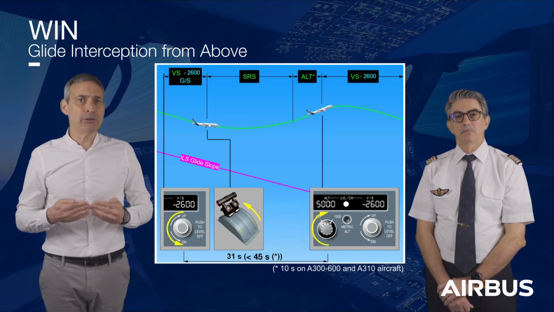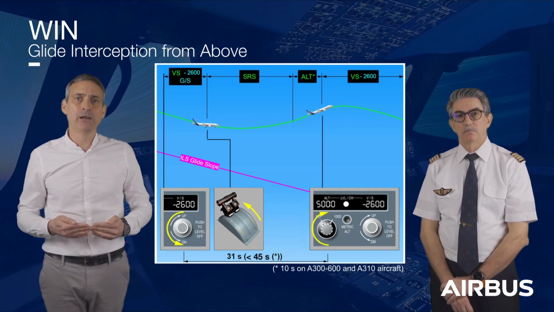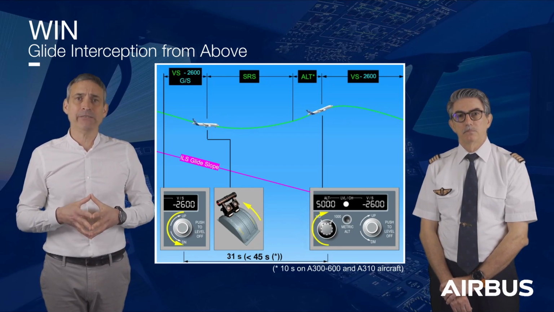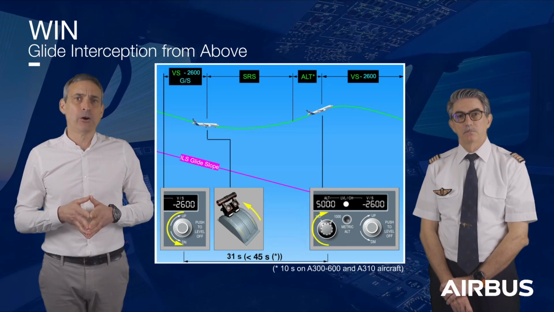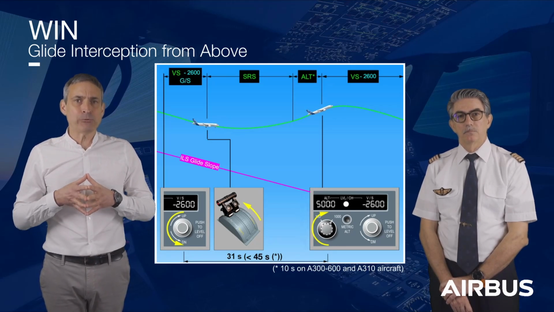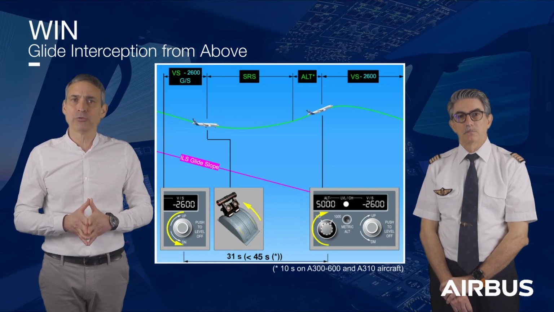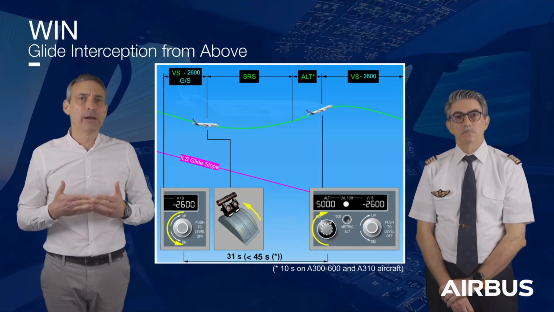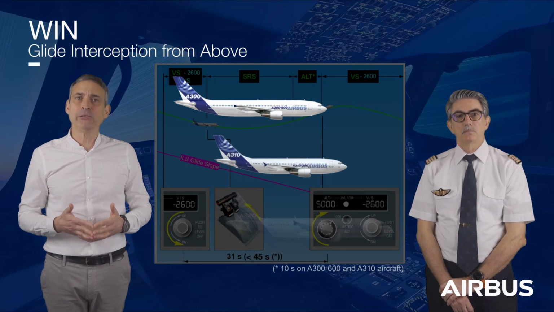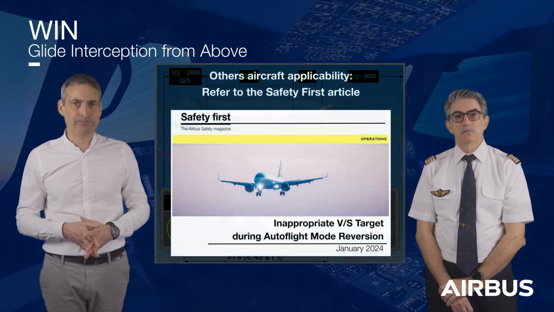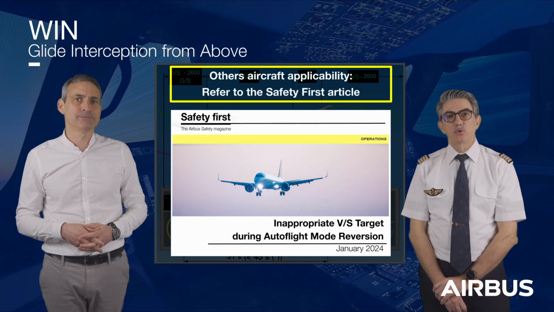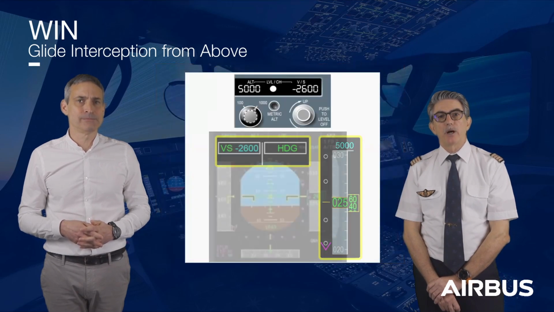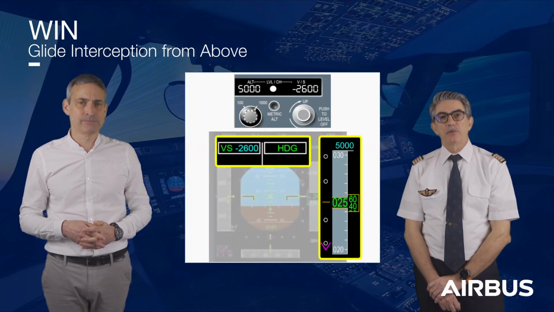This means that if an automatic reversion to vertical speed occurs within these 45 seconds, the vertical speed target at VS engagement synchronizes on the pre-selected vertical speed that was selected during the glide interception from above. This logic is only applicable for A300, A310 and A320 family aircraft. As usual, the best mitigation to notice this not expected guidance is to monitor and announce the FMA and take action if things do not go as expected.